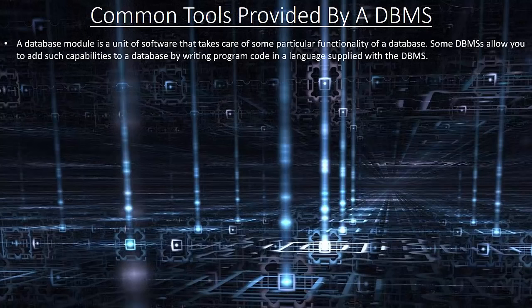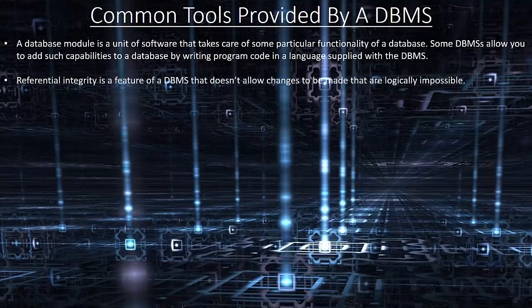A database module is a unit of software that takes care of some particular functionality of a database. Some DBMSs allow you to add such capabilities to a database by writing program code in a language supplied with the DBMS. Referential integrity is a feature of a DBMS that doesn't allow changes to be made that are logically impossible.